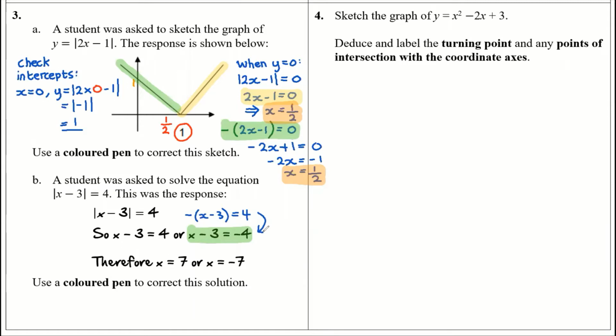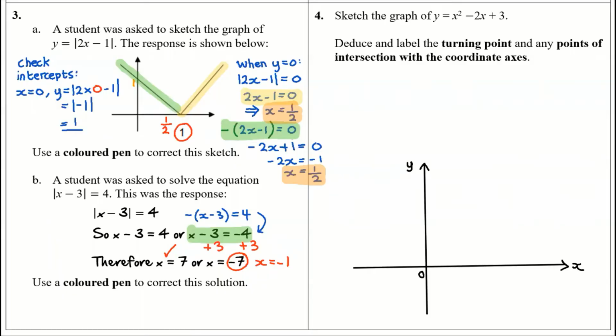So what are our answers? Well, if we add 3 to both sides on the left, we do get 7. So I think that looks correct. And if we add 3 on the right-hand side equation, this is where the problem lies. Now, if we add 3 to both sides, we are not going to get negative 7. This is a classic negative numbers mistake, isn't it? So the answer should in fact be negative 1. Okay, so those are the corrections.